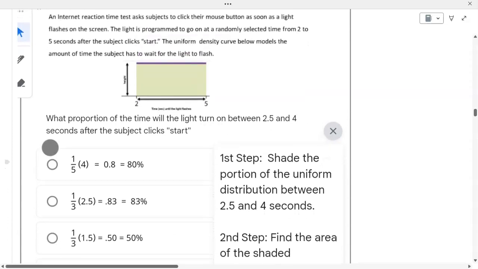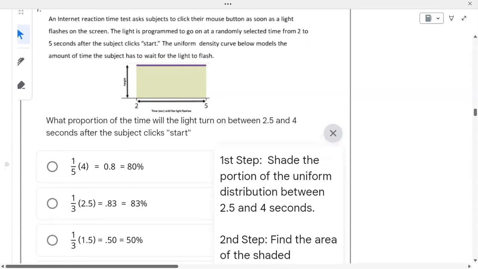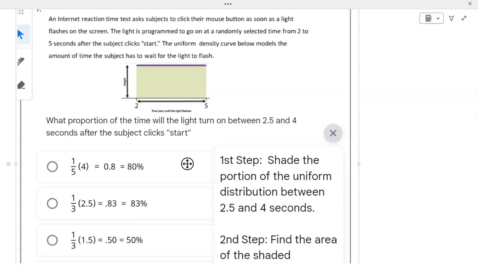Okay, number 7, we're using the same distribution, and it's asking what proportion of time will the light turn on between 2.5 and 4 seconds after the subject clicks start. So our first step is to shade the portion of the uniform distribution between these two values. All right, so I'm just going to estimate, I'm going to say 2.5 is about there. So I'm going to draw a vertical line, and then 4, I don't know, maybe about there.